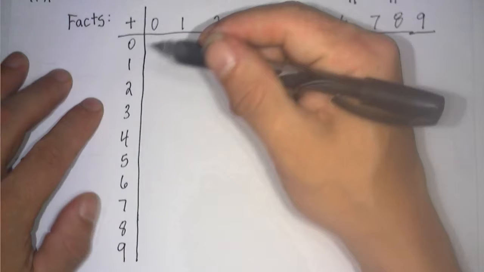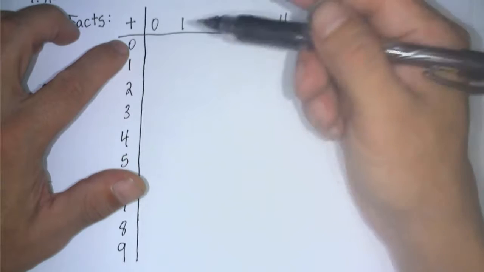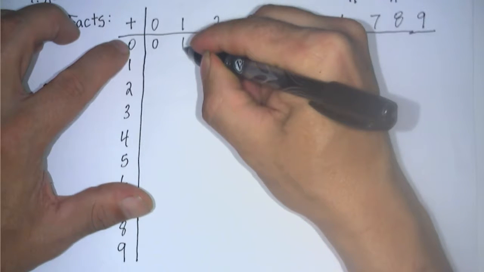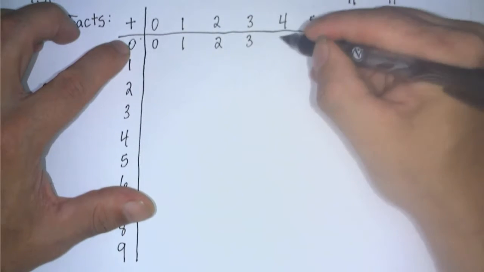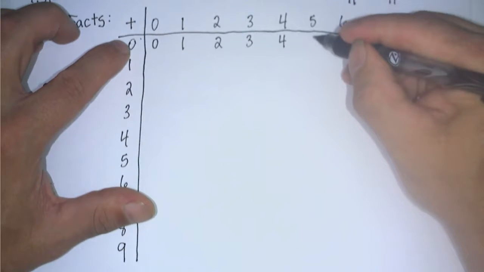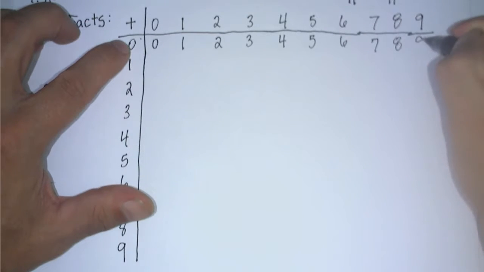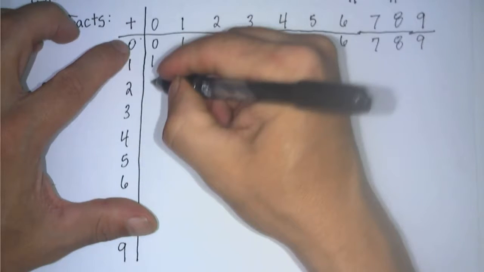So anything plus 0 is going to be itself. If I take a number and combine 0, it's going to be itself. So 0 plus 1, so this is 0 and 1, 0 and 2, and so on. Anything combined with nothing is what you start with. So that takes care of the top row and the first column.